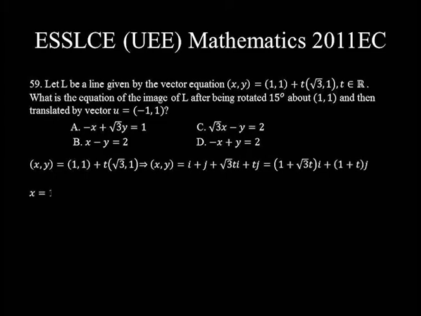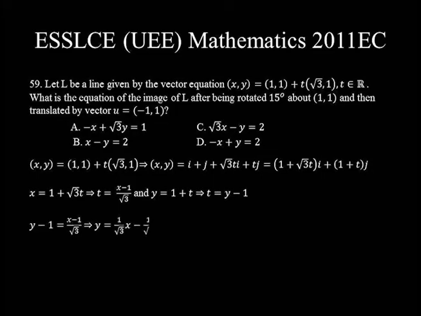Thus, x is equal to 1 plus root 3 t. This implies t is equal to x minus 1 over root 3. And y is equal to 1 plus t. This implies y minus 1 is equal to t. So t is equal to t. That means y minus 1 is equal to x minus 1 over root 3. This implies y is equal to, let's split this fraction, 1 over root 3 x minus 1 over root 3. Negative 1 at the left can be taken to the right and it becomes positive 1. So this is an equation of a line L with a slope 1 over root 3.